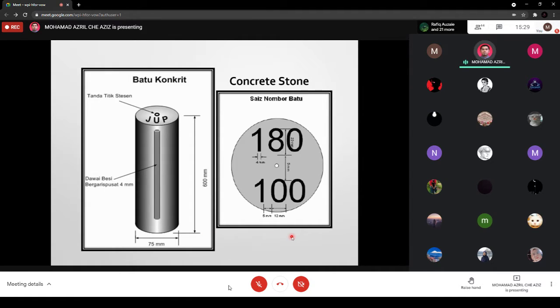So for example, the concrete stone. The concrete stone is about 600 mm long and 75 mm for the width. And then it has an iron wire, and on top of it there is a station point mark, JUP. On top of it, sometimes you will see a number on top of the concrete stone.